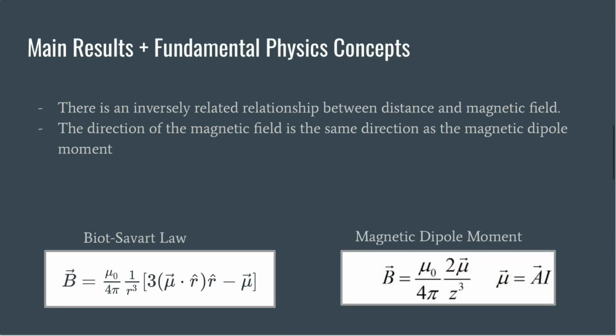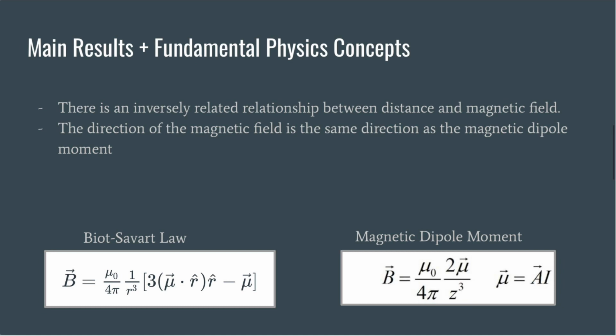Now looking at some of the main results we got from this lab, we found there is an inversely related relationship between the distance and the strength of the magnetic field. And also the direction of the magnetic field is the same as the direction of the magnetic dipole moment.